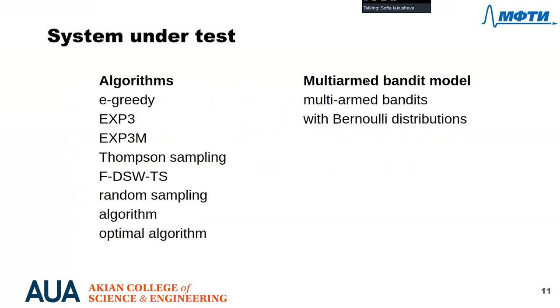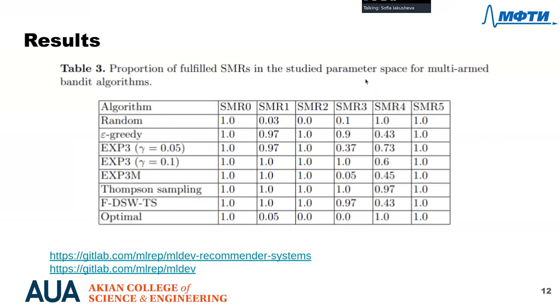Okay. So we tested a lot of bandit algorithms. Some of them were stationary, some of them were non-stationary. For example, discounted Thompson sampling is non-stationary. And for comparison, we use a random algorithm and optimal algorithm. And we use a multi-armed bandit model with Bernoulli distributions on each arm. And these distributions were stationary in time. So we have some interesting results.